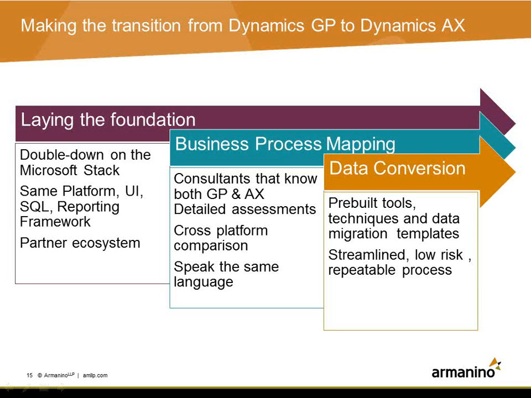The second is around business process mapping. The business process mapping aspects of it will really touch on the value of working with a partner who has all that cross-platform experience, deep understanding of both the GP and AX capabilities, and really what you're coming from and what you're migrating to, and can really articulate that value and speak the same language. And then the third process I'll talk to is about the data conversion process and some of the tools and techniques we have there that make that a very streamlined process.